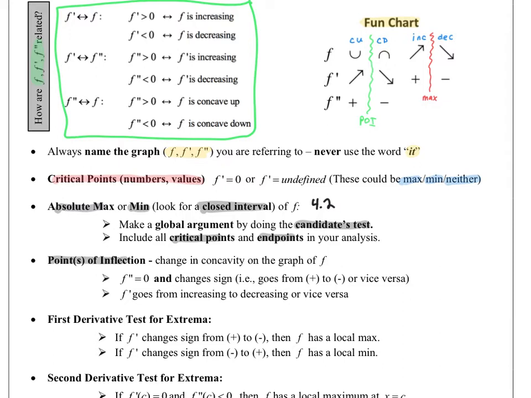Points of inflection are just where f changes concavity from concave up to concave down or vice versa. This was actually covered in the fun chart, but it's important to know. f double prime equals 0 and undergoes a sign change. So make sure when you find points of inflection that you verify that the second derivative goes from positive to negative or vice versa. If you're looking at the f prime graph, you want to be looking where f prime goes from increasing to decreasing, or vice versa.